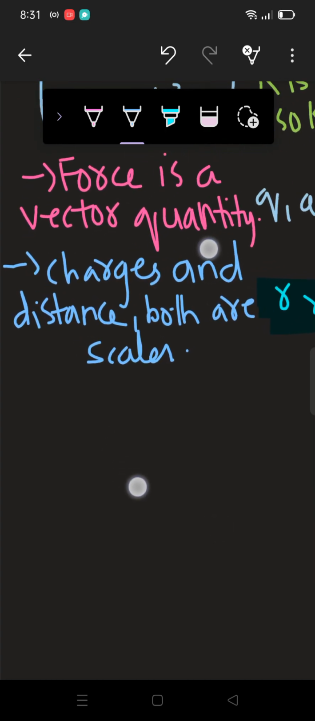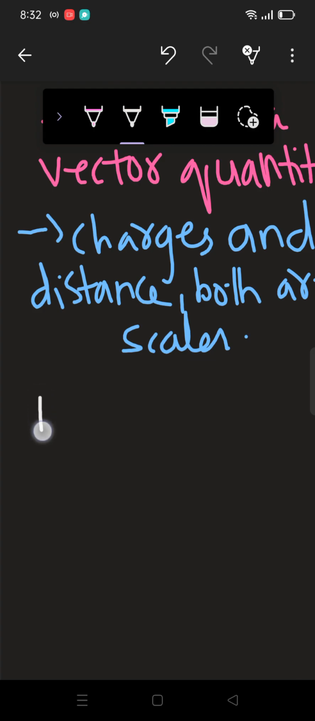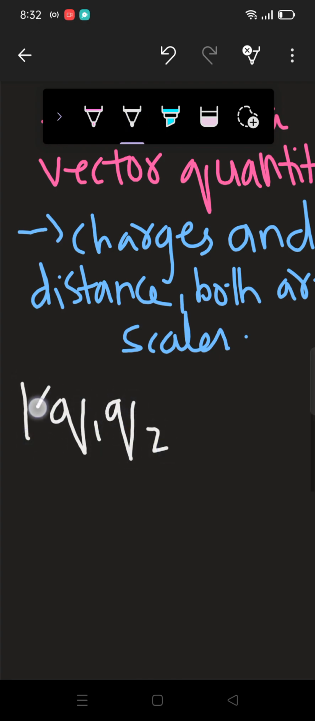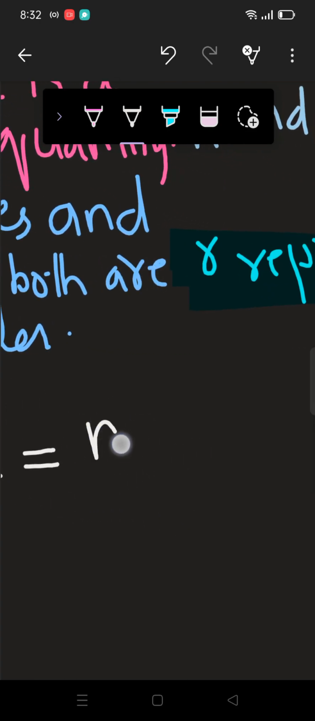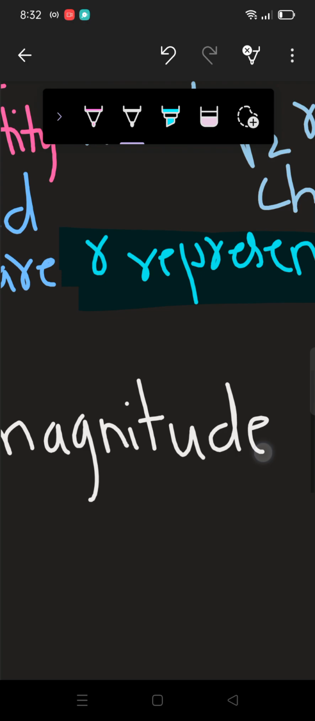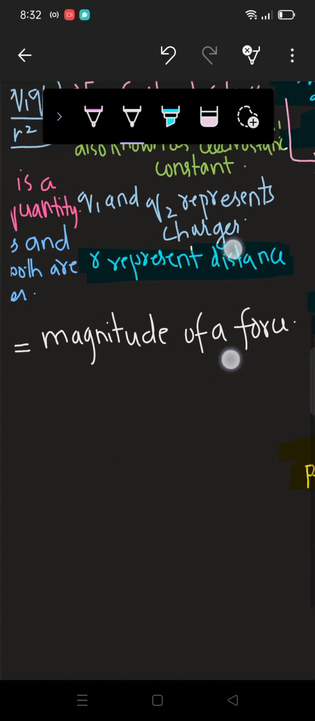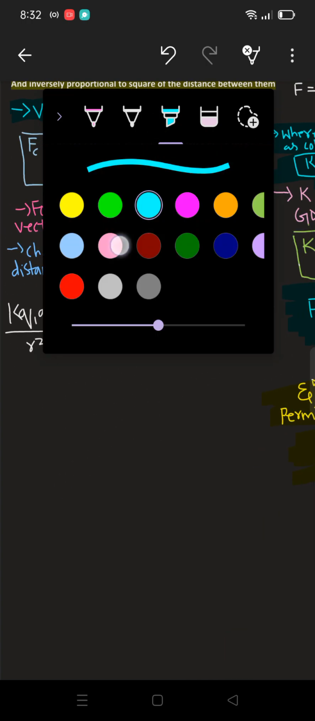Now as we are going to represent the formula of Coulomb's law in vector form, how are we going to do that? K Q1 Q2 over R square basically represents the magnitude of a force. It is the magnitude of a force. Let me highlight this.